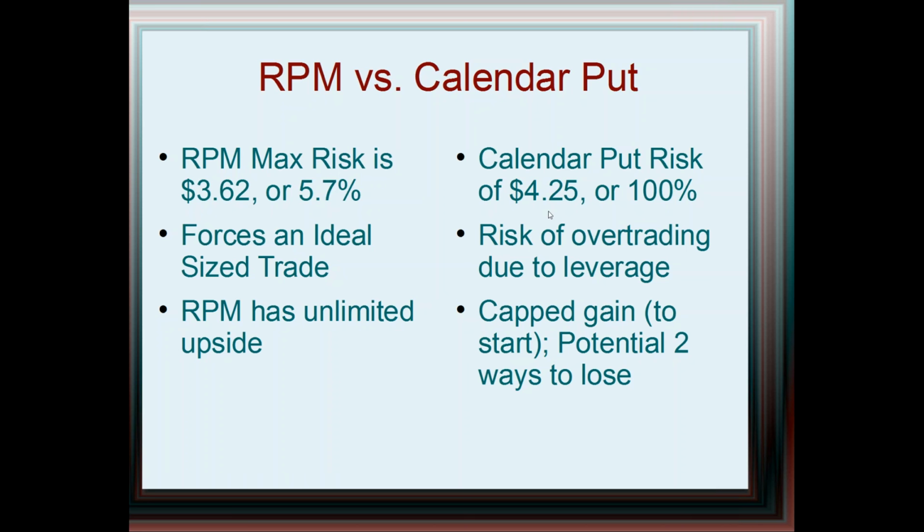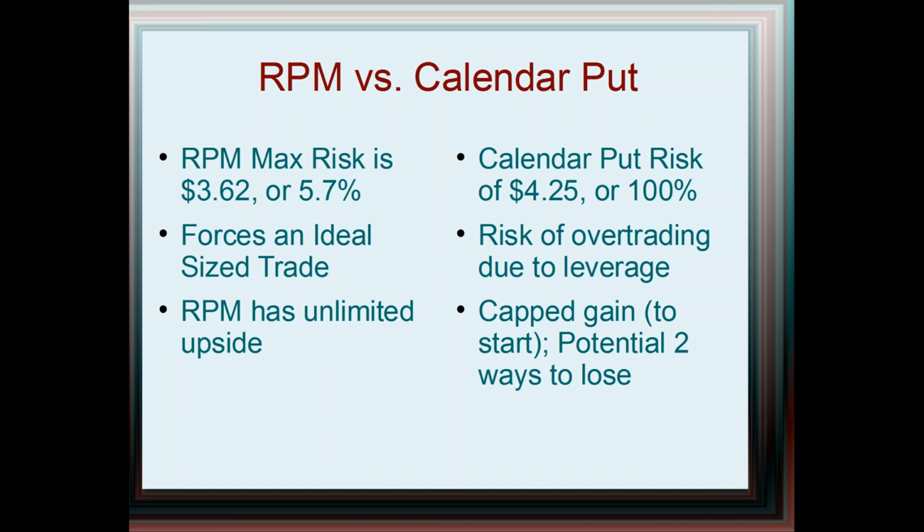So if you had $5,000 on hold in your account, you may do 10 contracts. You suffer the risk of overtrading. Now you'd have $4,250 invested in the trade, and you could lose all of that. Okay, so you have the risk of overtrading.